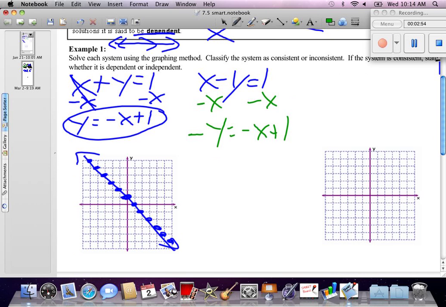Jordan Milton. Is this in y equals mx plus b form? What do I have to do? What is in front of the y that can't be there? Negative. So I've got to get rid of the negative, and I do that by dividing. Divide everything by a negative 1, and that gives me y equals x minus 1.